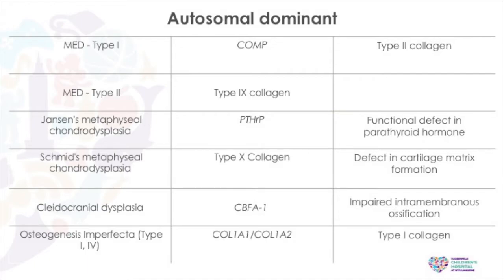Cleidocranial dysplasia is a point mutation in the CBFA1 gene, resulting in impaired intramembranous ossification. Osteogenesis imperfecta, types 1 and 4, which are autosomal dominant, are caused by mutations in the COL1A1 and 2 genes, resulting in alterations in type 1 collagen.